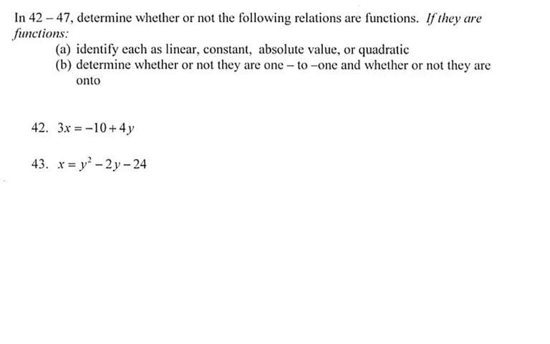Alright, now let's look at the next question here. We need to identify if each function is linear, meaning a line, constant, meaning a horizontal line, absolute value, which means a v-shaped one, or quadratic, which we know as a parabola. Then we have to see if they're a one-to-one function, meaning for one value of x there's one value of y, and for one value of y there's one value of x as well. And whether or not they're onto functions.